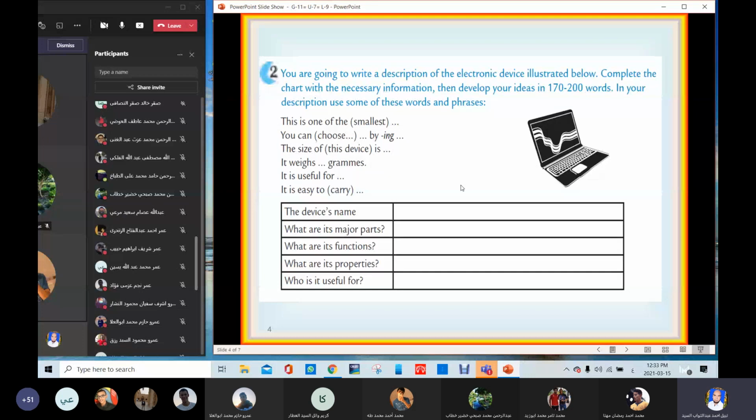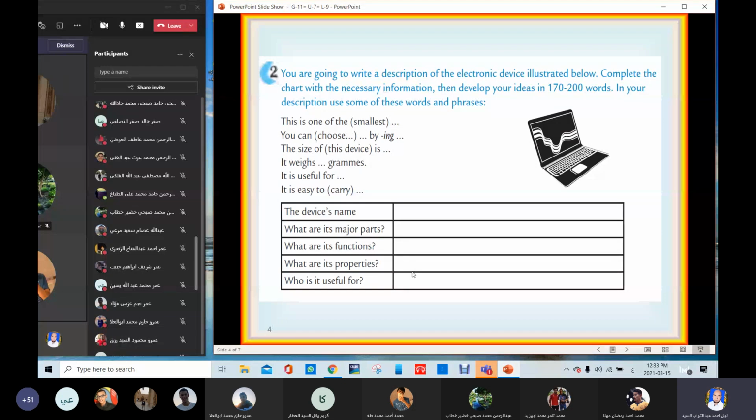So you are talking about its major parts. What are its functions? What can it do for recording, for keeping information, for surfing the internet? What are its properties? It has a memory card, it has a hard disk. How much are they? The screen, the processor. Who is it useful for? Is it useful for all people or professionals, businessmen, students? So you are going to complete this chart.